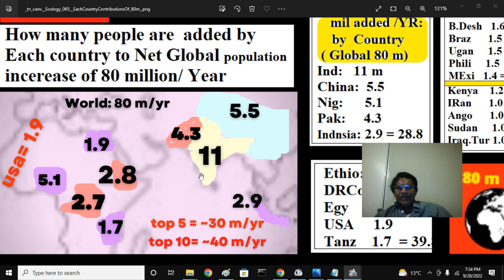The next countries that contribute most are Ethiopia with 2.8, and Congo. There are two Congos; this is the DRC, the Democratic Republic of Congo.